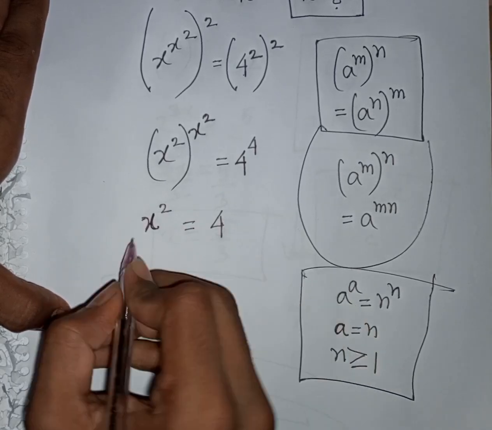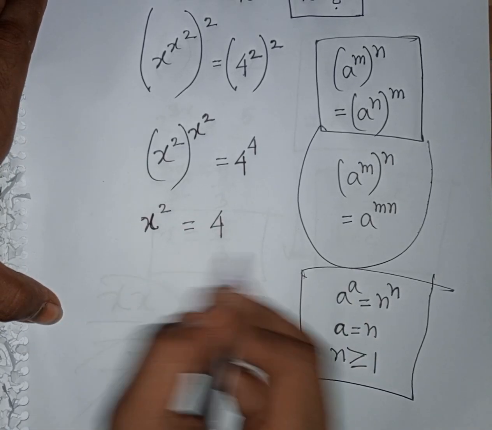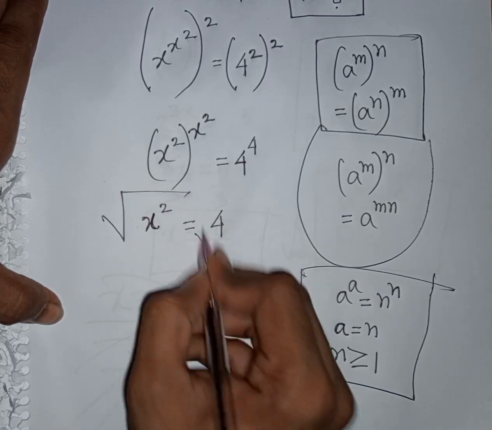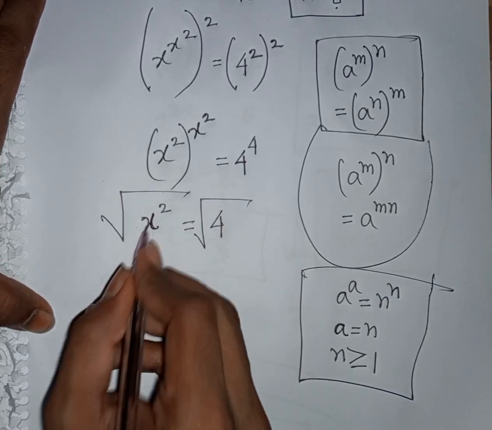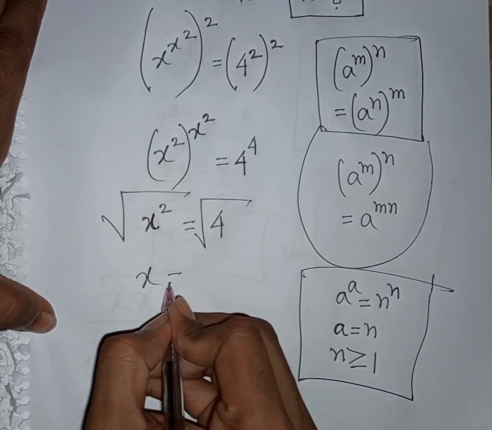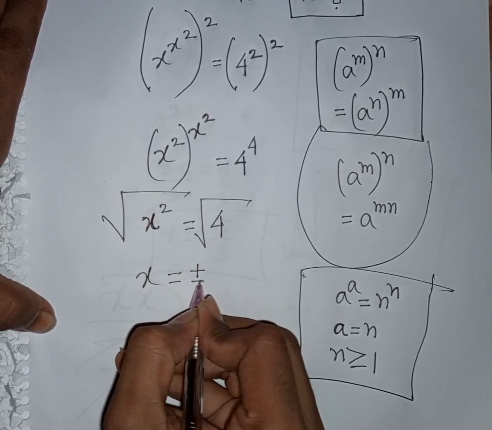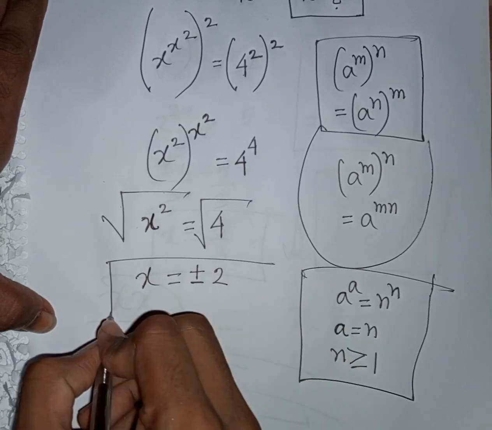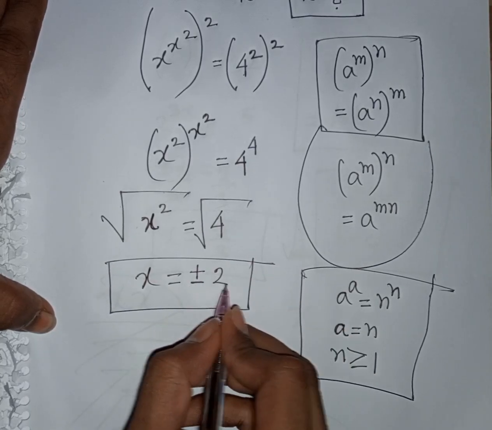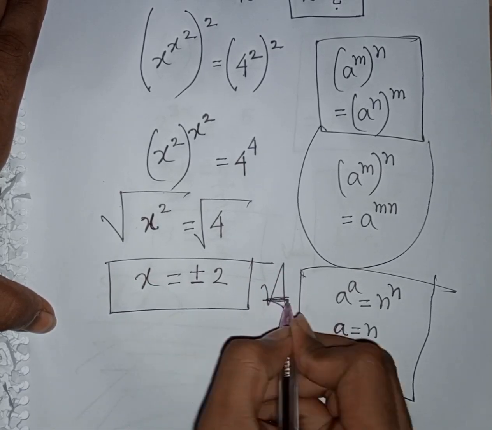Now we need the value of x, so we apply a square root on both sides. So square root of x square is equal to square root of 4. Now this square root and this square will be cancelled. So here x is equal to plus or minus square root of 4, which is 2. So plus or minus 2, this is the value of x. So this is our final answer.